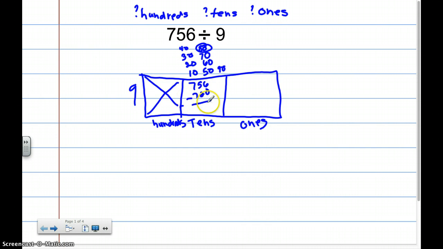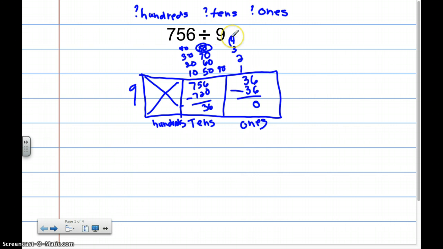Then I'm going to subtract. And that leaves me with 36. So now I need to see how many ones do I need to make 36. Well, I know that 9 times 1 is 9. 9 times 2 is going to be 18. 9 times 3 is going to be 27. 9 times 4 is 36. There's my magic number. Now I can subtract, and I put a 0 there.